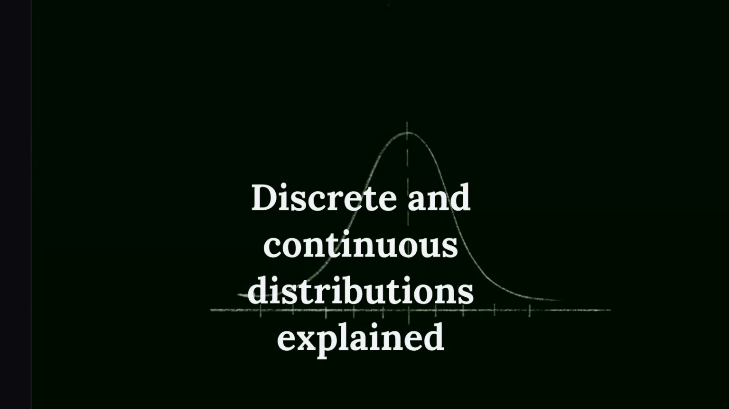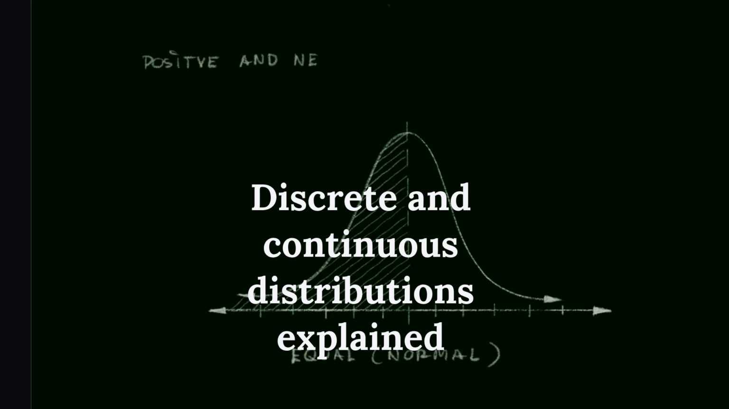Distributions are categorized into discrete and continuous types. Discrete distributions involve countable values like customer arrivals. Examples include binomial and Poisson distributions. Continuous distributions involve measurable values like height and weight. Examples include normal and exponential distributions.